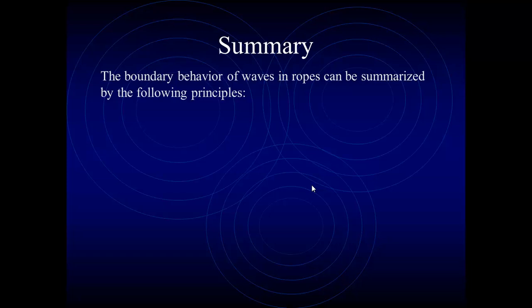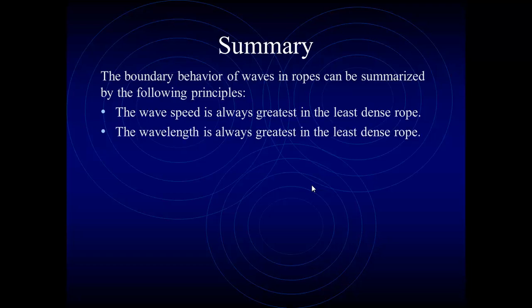Okay, to kind of summarize what's going on, the boundary behavior is what happens when we meet any kind of a junction. It could be just being attached to a pole or being allowed to move freely, or it could be changing the densities of the materials. The wave speed is always going to be greater in the least dense medium or the least dense rope. The wavelength is always going to be the greatest in the least dense rope.